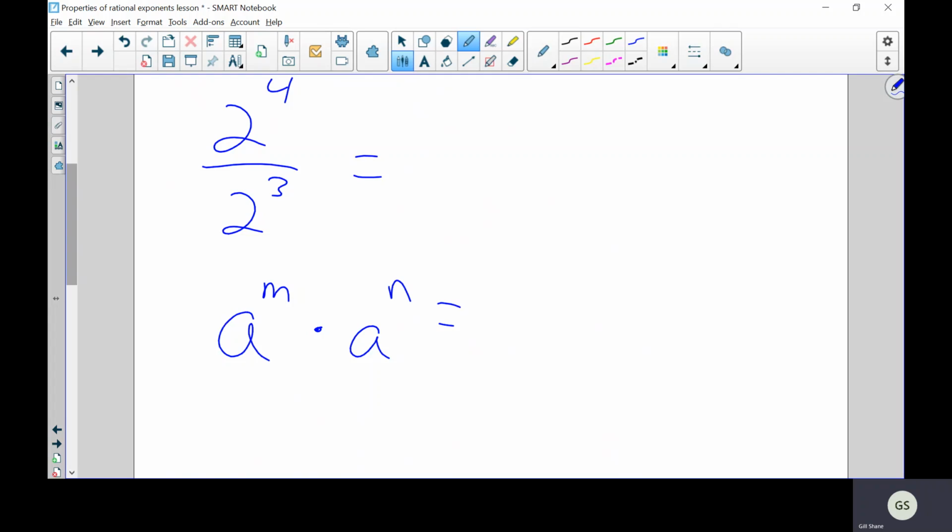So now that I've identified this is the correct rule because we're multiplying and we have the same base, now I got to look over here. This tells me what to do. So I say, okay, well, I keep the base and then I add the exponents.